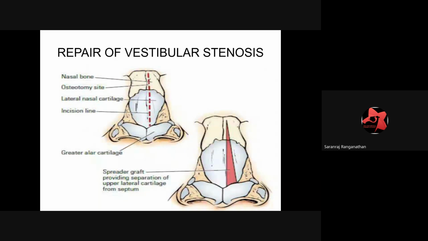They will make a cut in that bone, and they will add some graft, which means artificial bone or the patient's own cartilage. They will insert it here, and they will make a space in that narrowest space. Okay, so this is the repair of the vestibular stenosis.